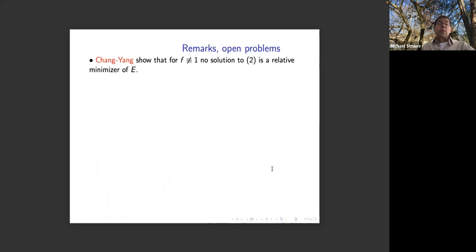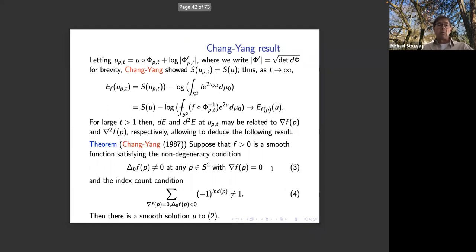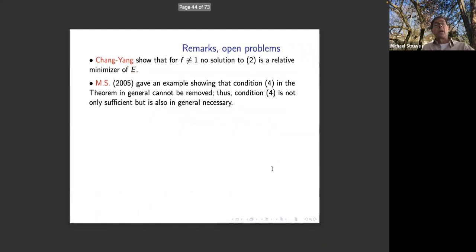So let me just conclude with some remarks and open problems. For F not identically equal to 1, no solution of the prescribed curvature problem is a relative minimizer of U. So the Chang-Yang result gives you non-minimal solutions. In fact, the index count condition in general is optimal. So it's not only a sufficient condition, but it is also in general necessary. This is something that I showed by giving examples.